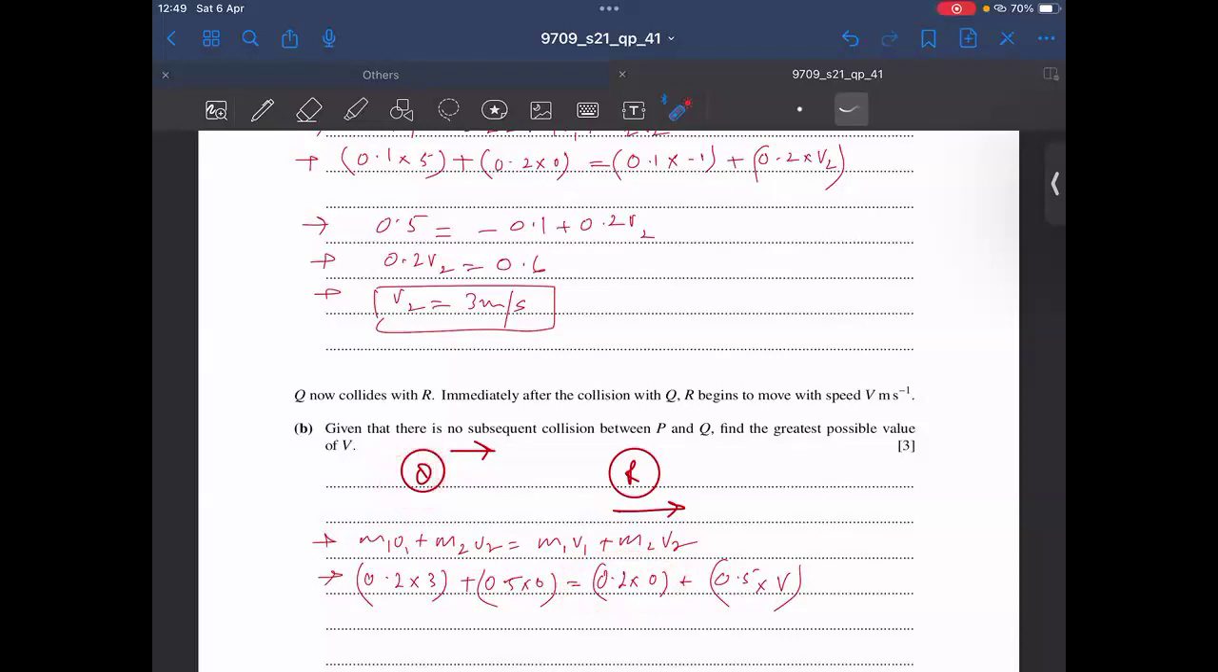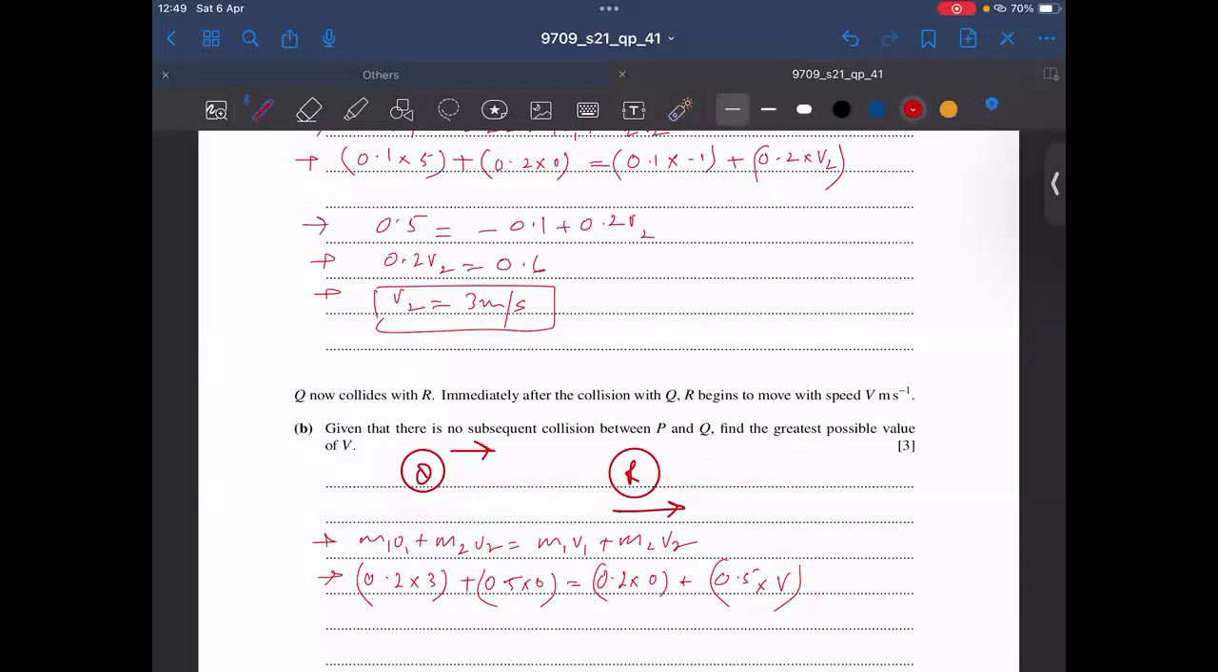And this would be an example of an elastic collision, because in an inelastic collision we have some loss of kinetic energy, but in an elastic collision the kinetic energy is conserved as well. But anyways, for R to attain maximum speed, as soon as Q collides with R, it must become stationary, and then R must move forward.